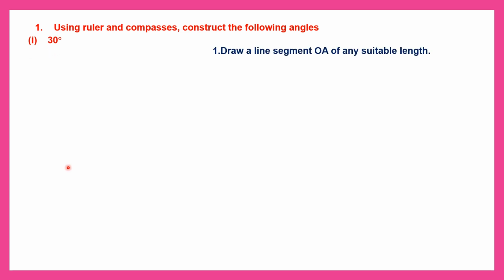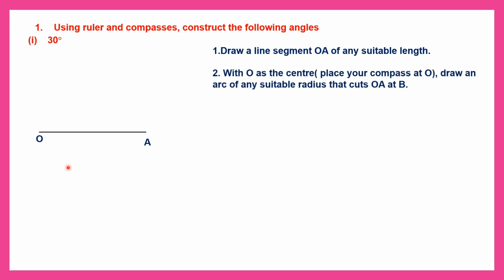So let's begin. First step is draw a line segment OA of any suitable length. Mark it OA. Then with O as the center, that means you're going to place the pointed end of your compass here and draw an arc of any suitable radius. On your compass you can take any measurement. You don't have to take any particular measurement. That is going to be the radius. So draw an arc that will cut OA at B. So we have drawn the arc. It is cutting OA and this point is B.